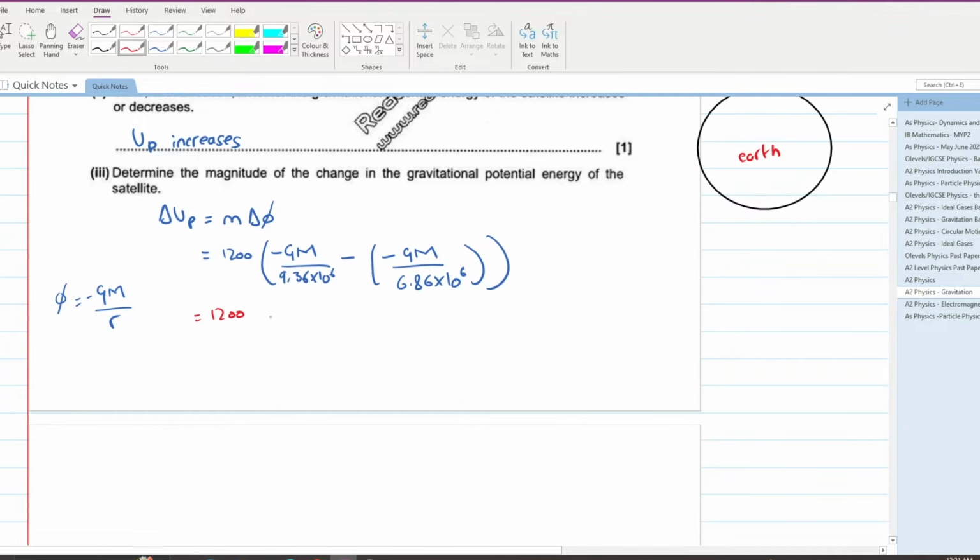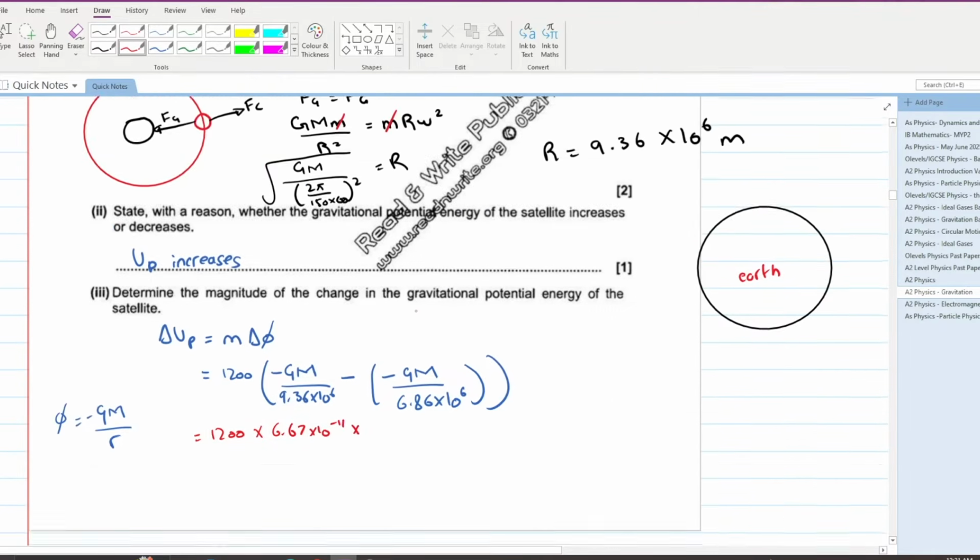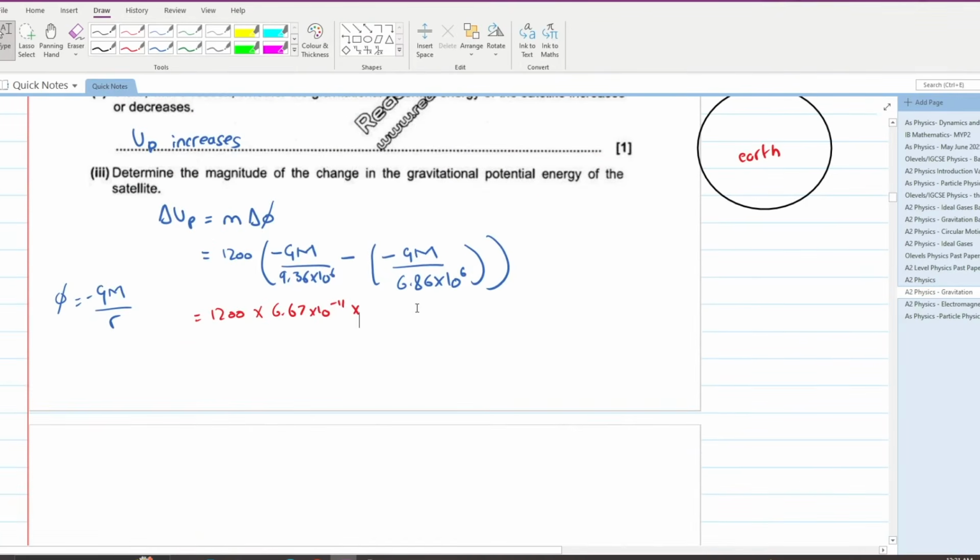1200 and GM, you can take it common outside, multiplied by 6.67 into 10 raised to the power minus 11 multiplied by the mass of the earth, 6 into 10 raised to the power 24, and take a whole bracket here. Minus minus what will it become, plus 1 divided by 6.86 into 10 raised to the power 6 minus 1 upon 9.36 into 10 raised to the power 6. Let me calculate this.